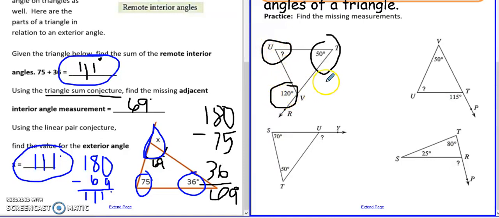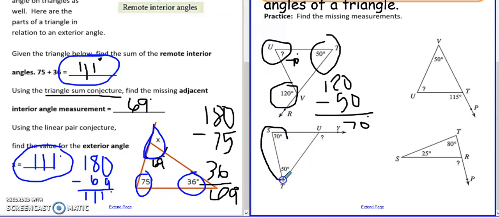So I'm going to take this 120, and I'm going to subtract off the 50 degrees I already know. And that would leave me with 70 degrees for this missing angle. So this one is 70. Okay, you can do the same thing for this triangle off to the right. Down below, the one on the bottom, both of them are going in reverse. So this time I give you the remote interior angles. You just have to add them together to get the exterior angle. And this is actually the same example. 50 and 70 would make 120.